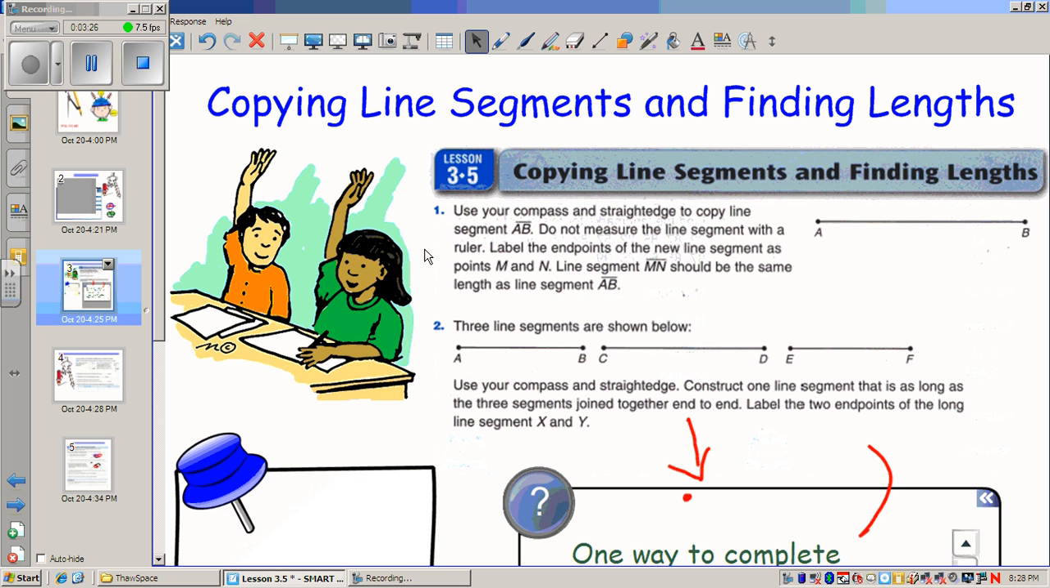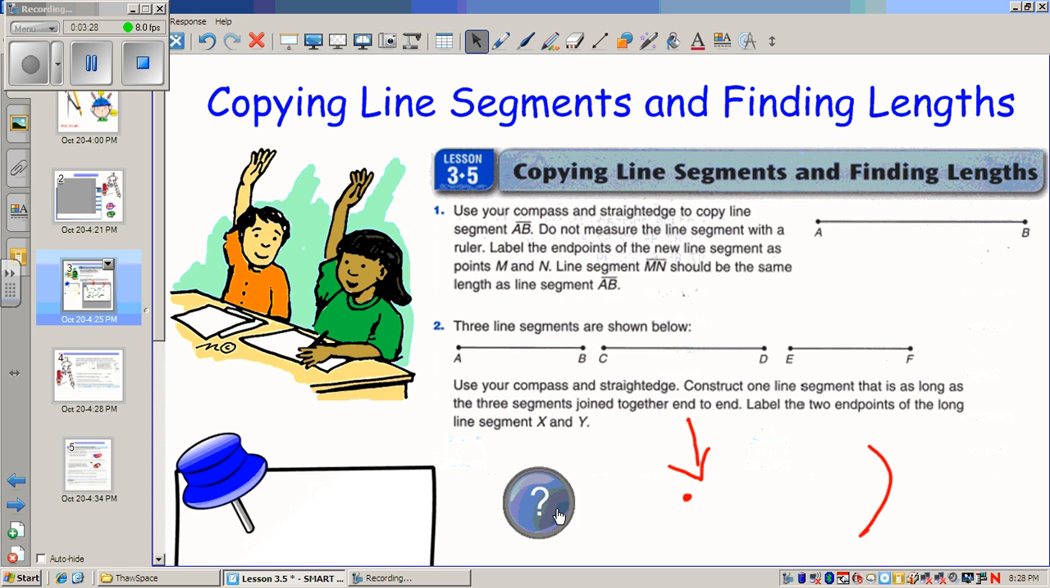Okay, so now we are going to talk about copying a line segment. And again, I want to talk about the anchor. It says use your compass and straight edge to copy the line segment AB. Do not measure the line segment with a ruler. Label the end points of the new line segment as points M and N. Line segment MN should be the same length as line segment AB.